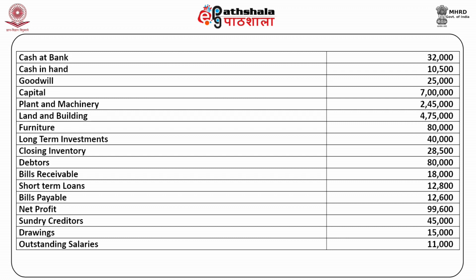Cash at bank 32,000, cash in hand 10,500, goodwill 25,000, capital 7 lakhs, plant and machinery 2,45,000, land and building 4,75,000, furniture 80,000, long-term investments 40,000, closing inventory 28,500, debtors 80,000, bills receivable 18,000, short-term loans 12,800, bills payable 12,600, net profit 99,600, sundry creditors 45,000, drawings 15,000, outstanding salaries 11,000.